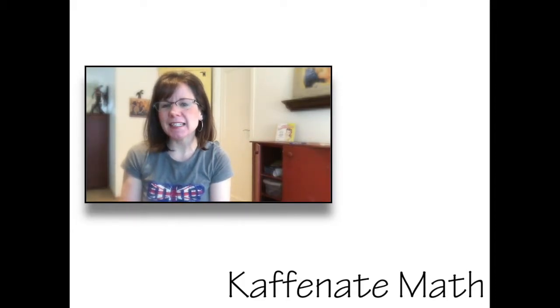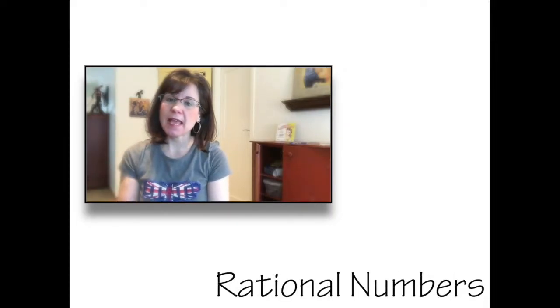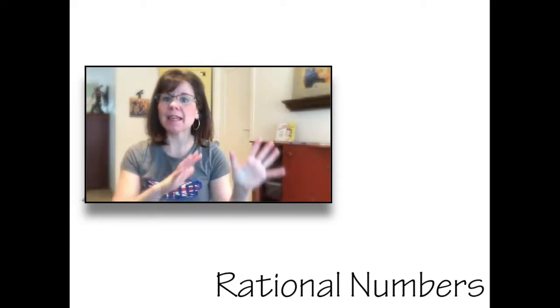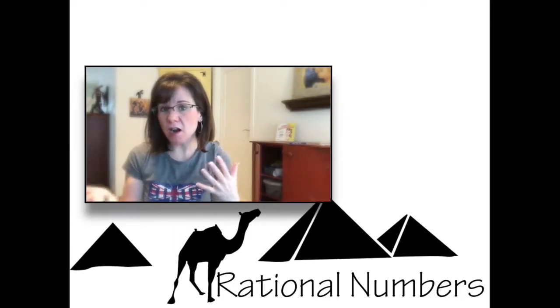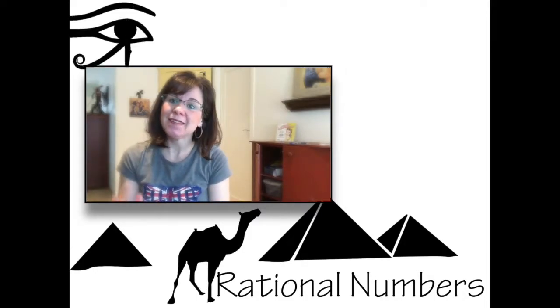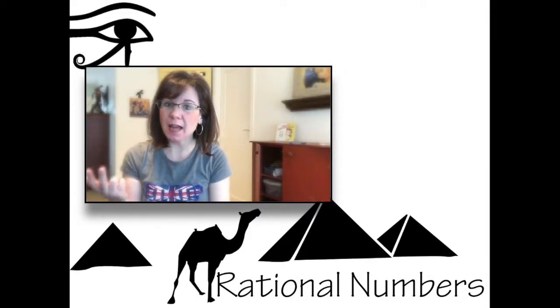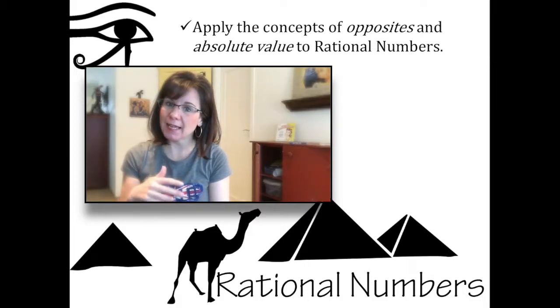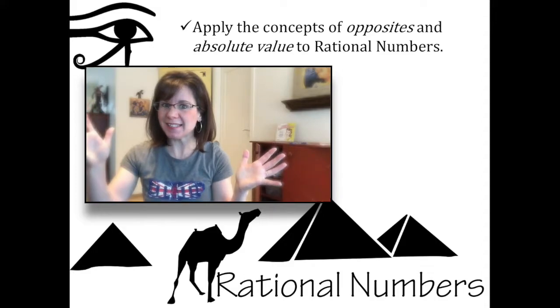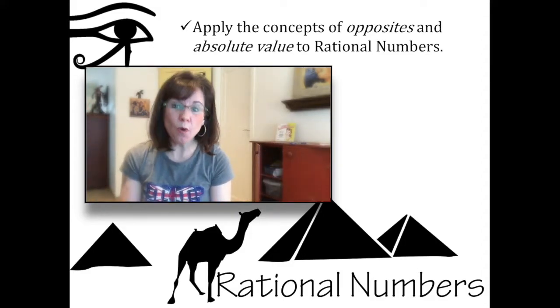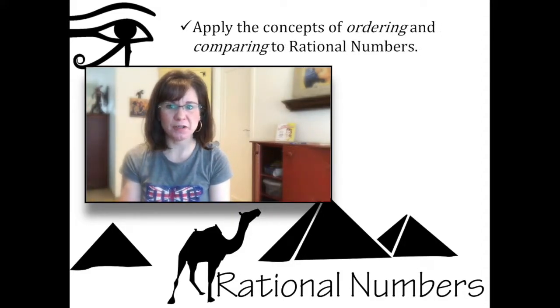So this is the last video in a three-part series on rational numbers. In the first video, I took you back in time to ancient Egypt to check out what rational numbers are and where they came from. In the second video, we learned how to apply the concept of opposites and absolute value to rational numbers. And in this final lesson, we'll check out how to order and compare rational numbers.